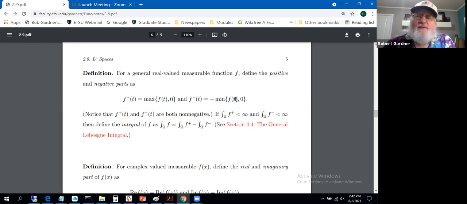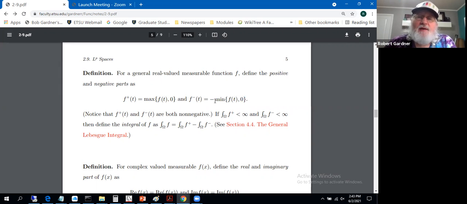So if f of t is negative, this is the minimum, but then it throws a negative sign in that. If f of t is positive, then this is the minimum. So geometrically, what this one does, if we have a non-negative function and we look at this, it just squashes all the positive stuff down to the t-axis. So you lose all the positive stuff, and it keeps all the negative behavior of the function.